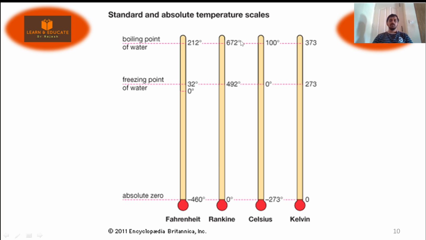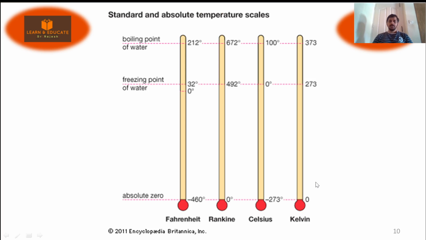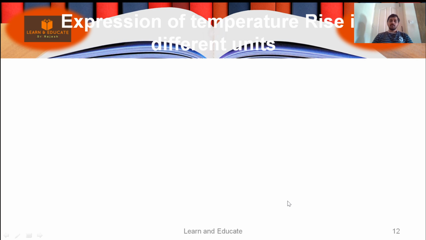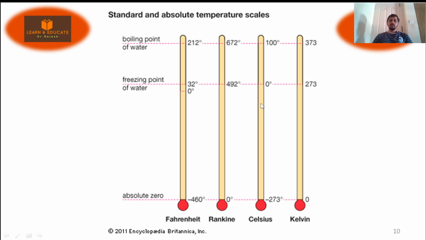So there is no degree, there is a mistake here. There is no degree, 492 Rankine. Similarly, boiling point. Fine. And in absolute zero, in Kelvin and Rankine, because these are absolute scales. Rankine as well as Kelvin are absolute scales. So absolute zero is represented in Rankine and Kelvin, whereas in Celsius and Fahrenheit the absolute zero values are minus 273 degrees Celsius and minus 460 degrees Fahrenheit.